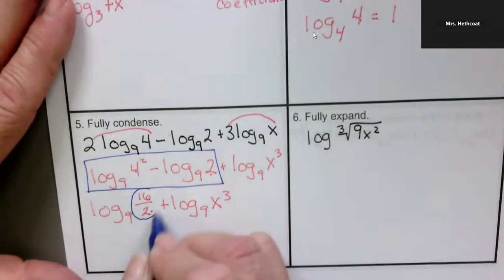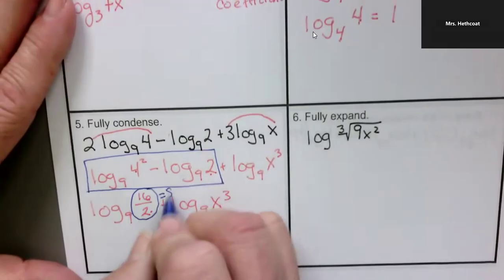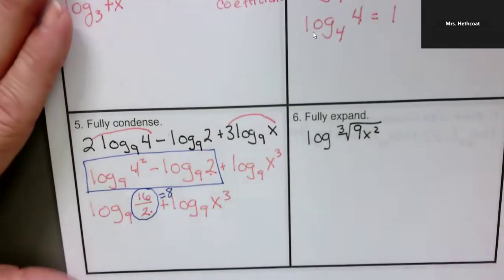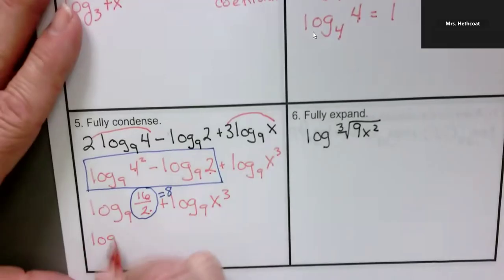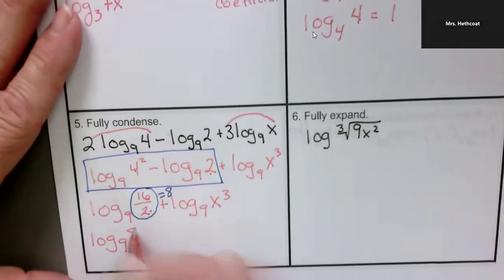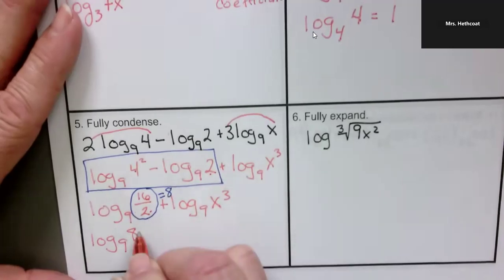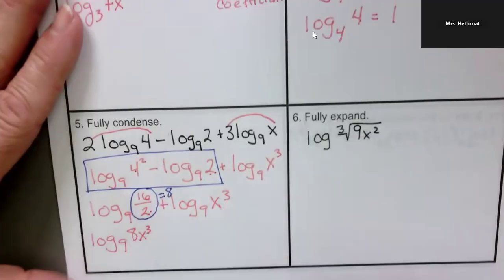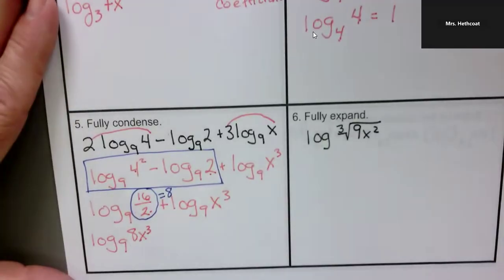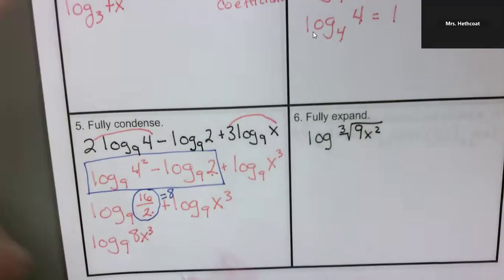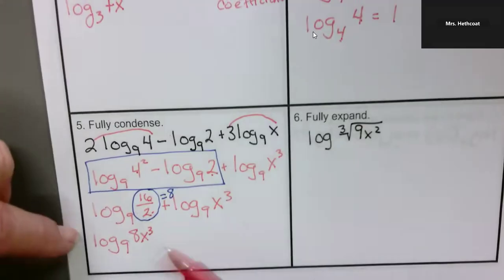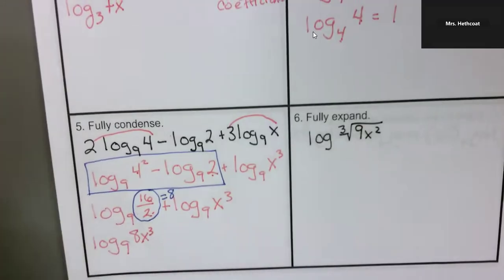This, right, equals 8. So it will become log base 9 of 8. Now we had an addition problem. In addition, we get to multiply this one times that one. So we get 8x to the third. And now we have the word log only once with no leading coefficient. So that is my answer.